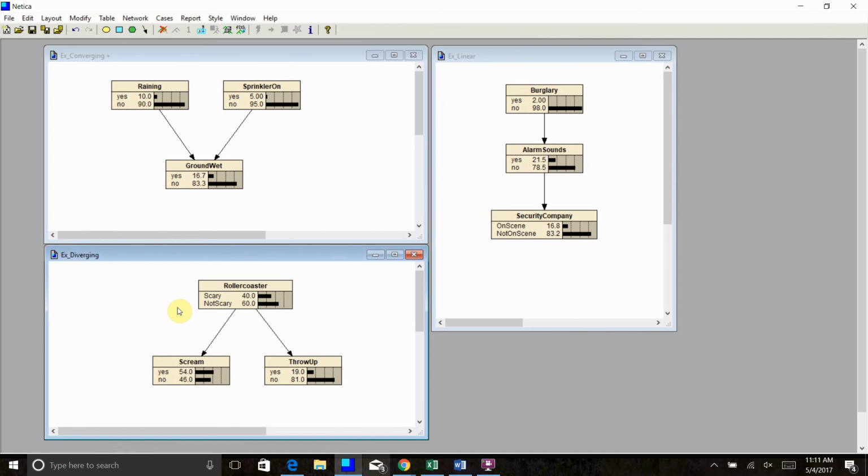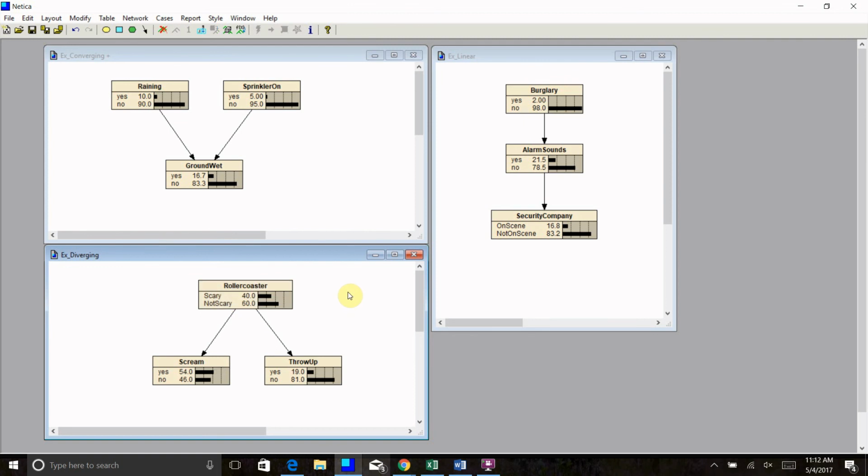In the diverging example, I have one parent node that is affecting two or more child nodes. My parent node here is: is the roller coaster scary or is it not scary? And my evidence is: is somebody screaming, or is somebody throwing up? Similar to the linear connection, if I am entering evidence in either of the child nodes, it affects the parent, which in turn affects the other child node. However, if I enter evidence in the parent node, then anything I enter down here in either of the child nodes does not affect the other one.